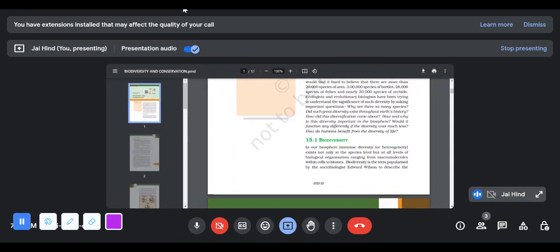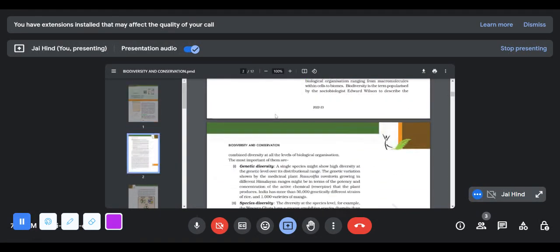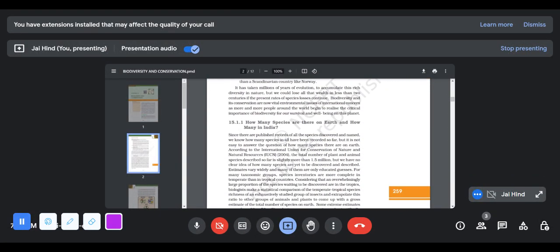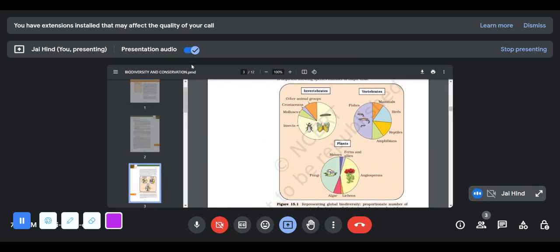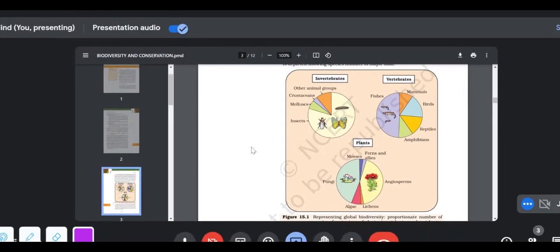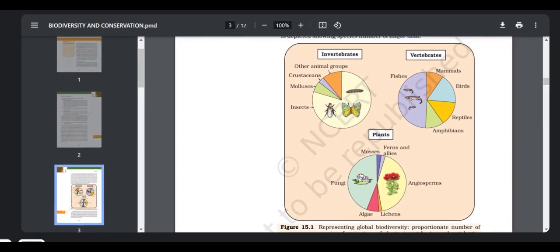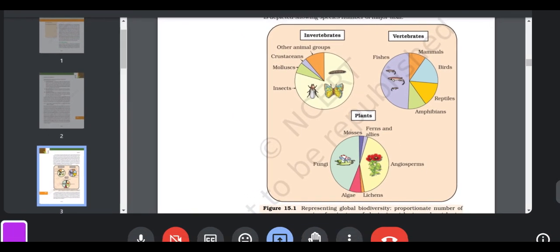Okay, please have a look at the screen. So this is the biodiversity chapter which I am going to show you here. Is the screen properly visible? Okay, it is visible now.